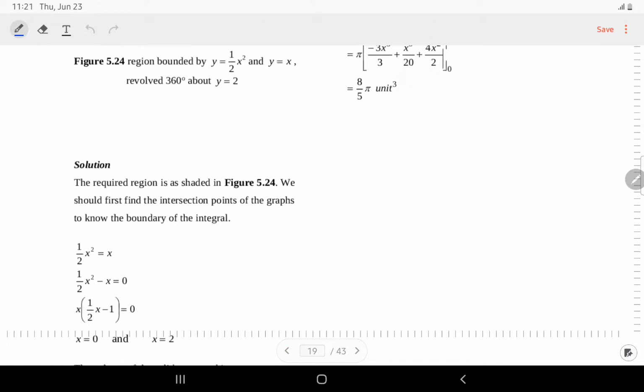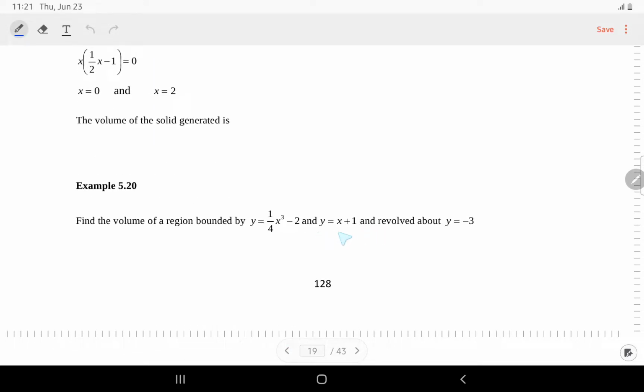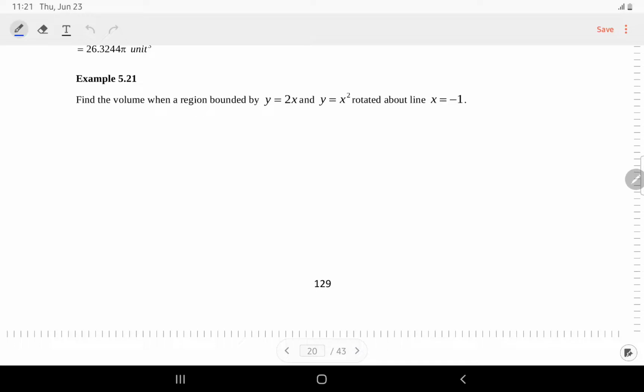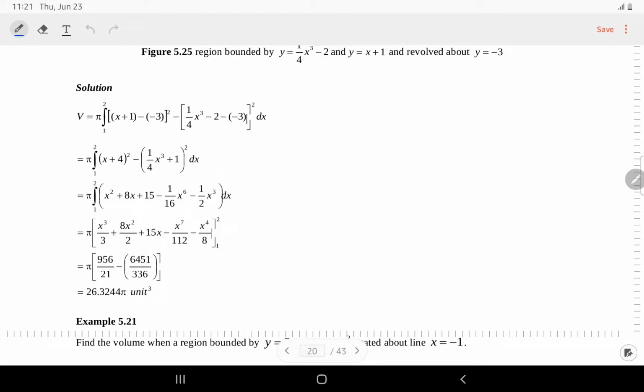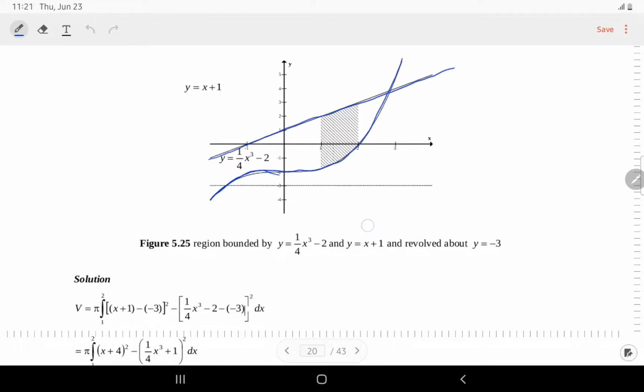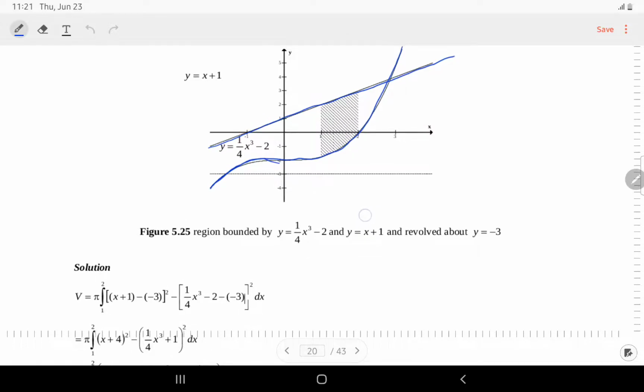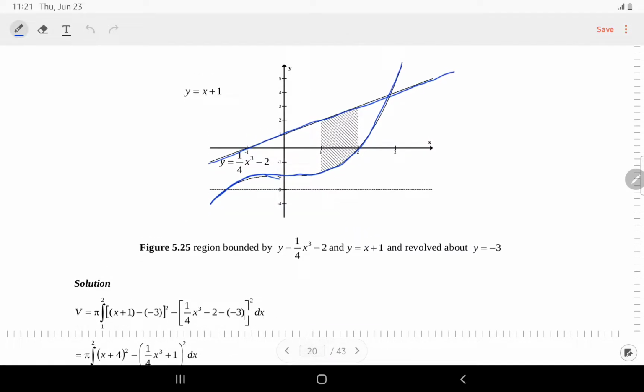Let's look at the question again. I think it left out a sentence. It is bounded by x equals 1 and also bounded by x equals 2. So this is the region.